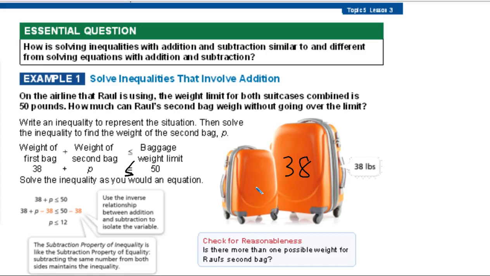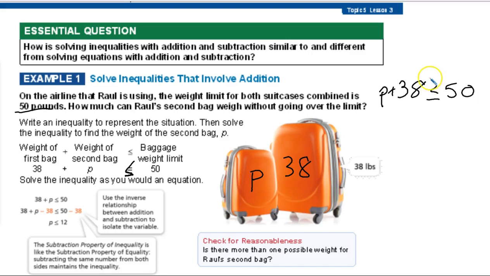So what we are going to title it is P for pounds. P for pounds, or weight of the second bag is P. I don't know why they made it P. Maybe it's for pounds. Who knows? So P plus 38 has to be either less than or equal to this 50 pounds. Less than or equal to 50 pounds. Because it can equal 50, that's why it's equal to, but it cannot go over. So it has to be less than or equal to 50.